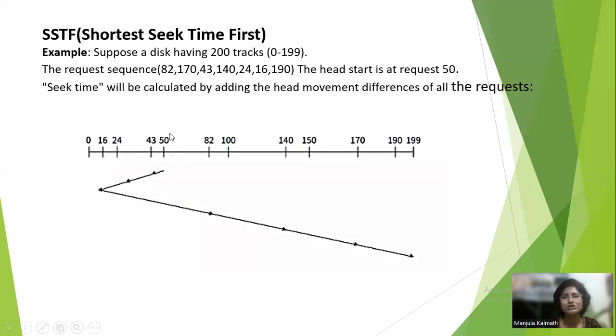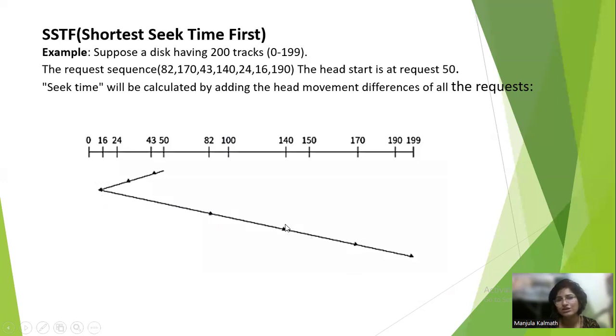So here we initially have 50 as the initial position, and 52 is the first file served, then 43, which is very near to 50. And again from 43, the nearest is 24, so it gives the service there. Again from 24, it goes to 16, which is nearest among all the remaining. And again from 16, 82 is nearest among all the rest of the files. And again we have 140, which is near to 82 among the remaining.